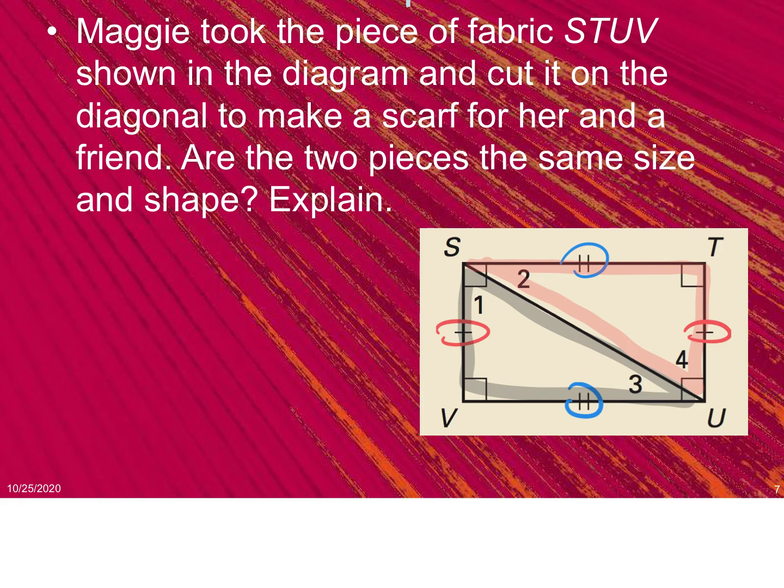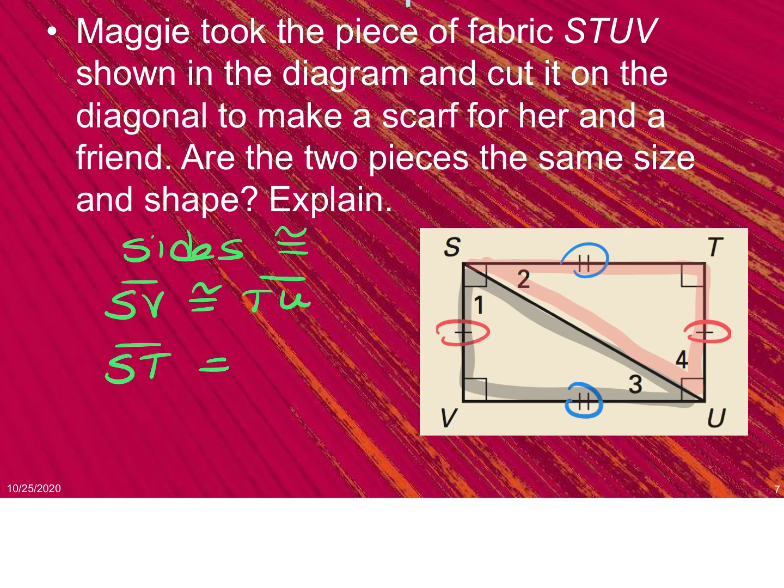So I could go through and do the sides first because those are already marked for me, so it's nice and easy. So I'm going to check the sides first, show that they're all congruent. So notice SV, this one right here, is congruent to the side across from it, TU. And then I have ST at the top, congruent to VU at the bottom.